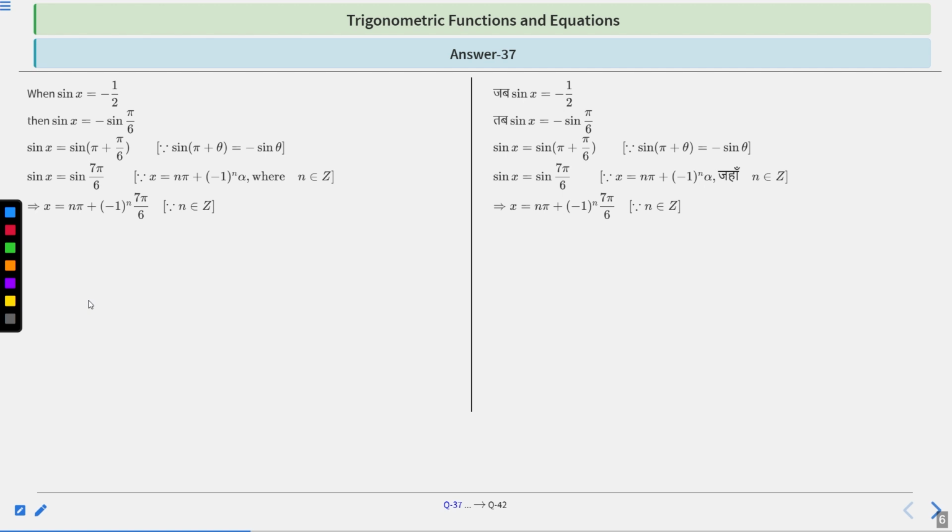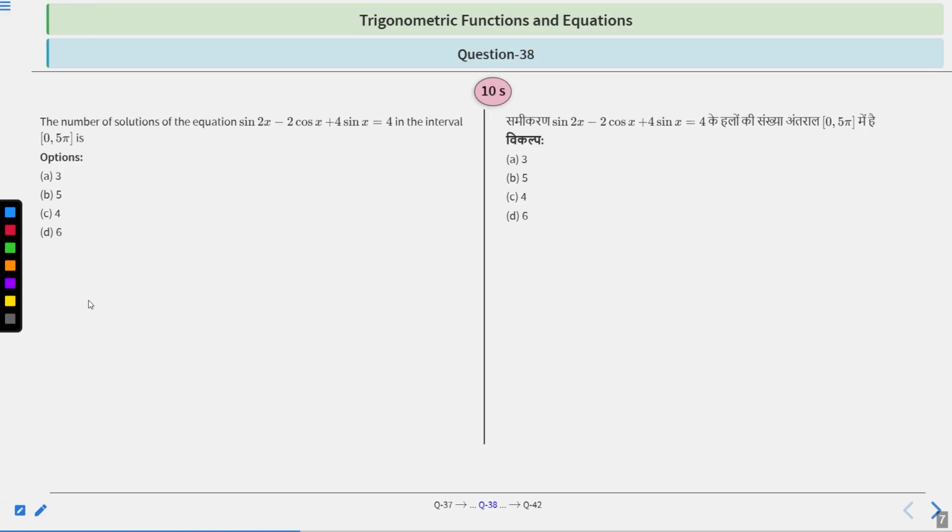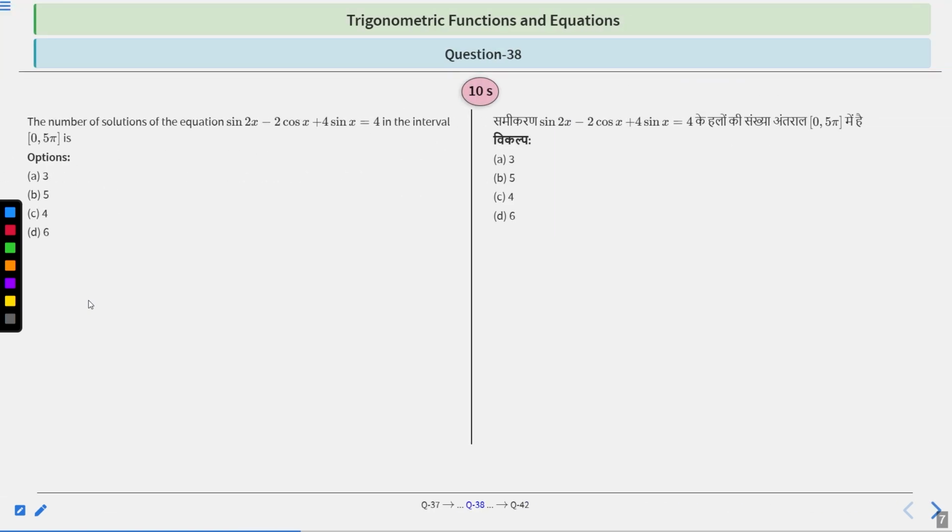Got it? Now let's move to the next question, question number 38, which says we have to find the number of solutions of the given equation sin 2x minus 2 cos x plus 4 sin x equal to 4 in the interval 0 to 5 pi. Again, the hint of this question is we will try to apply the formula and simplify this equation.